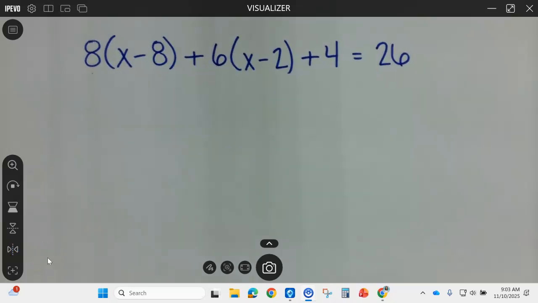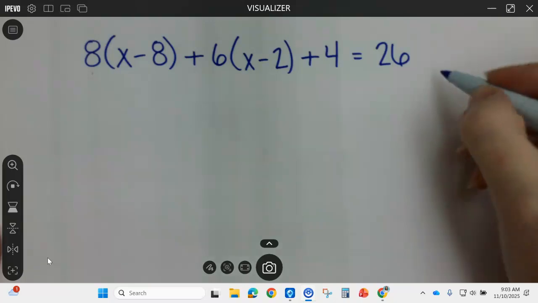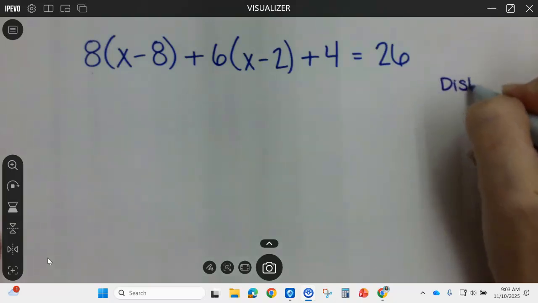Here we have a math problem that might look exciting to some of you, but it also might look scary to some of you. There's a lot of stuff going on, so what we want to do is simplify it first before we solve. So the first thing we're going to do is distribute.